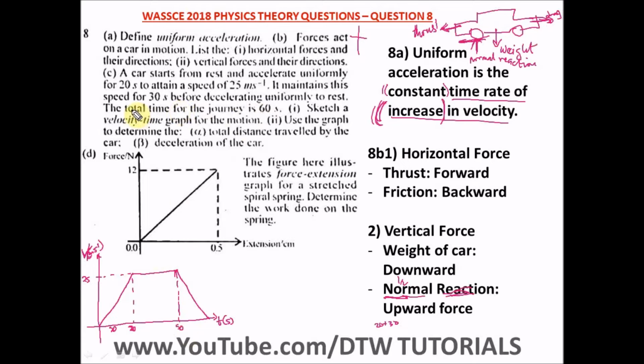Okay, the total time for the journey is 60 seconds. See, it maintains this speed for 30 seconds, which we just interpreted here, before decelerating uniformly to rest. It says the total time for the journey is what? 60 seconds. That is from here to here is 60 seconds. We know that from this point to here is 20, and from here to here is 30. So from here to here is 50. If the total is 60, then from here to here is what? 10 seconds. So from here to here is 10 seconds, and the total is 60 seconds. So sketch a velocity time graph for the motion.